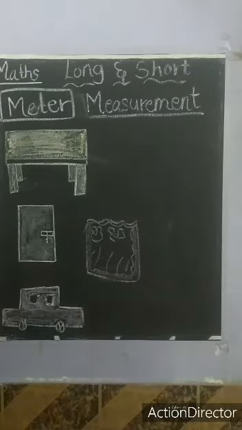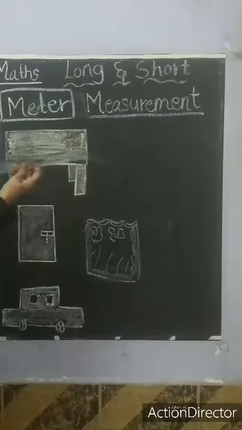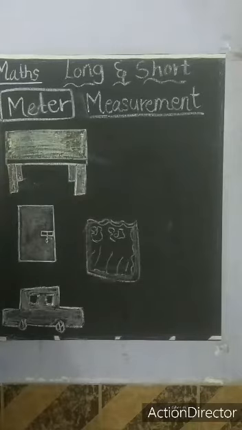Now next, students. What about these long things, like table, door, car and clock? How will you measure them? These are little longer things, so we cannot measure them with a small ruler. We need a different instrument to measure these things.